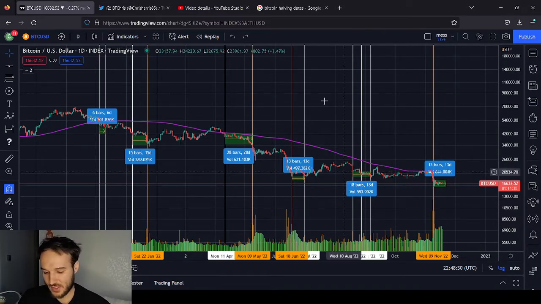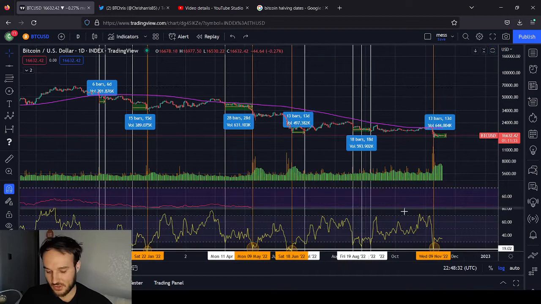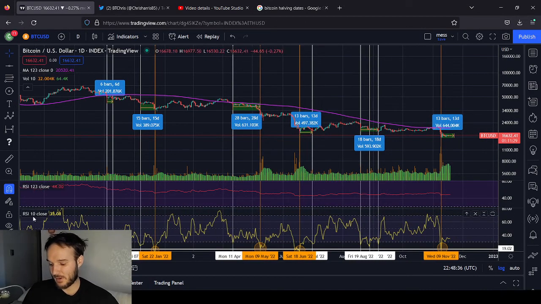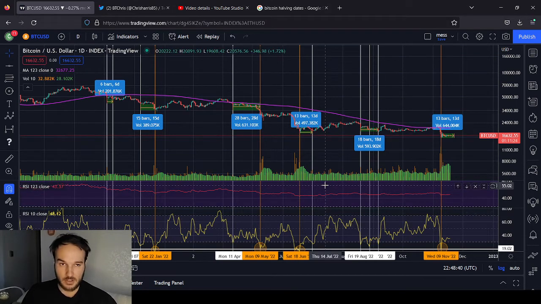In relation to the RSI, I love the RSI. In fact, I love it so much I've got it twice up here. I got my short-term RSI. You can see here my metrics, it's the 10 input and the 123 input. Short-term, long-term RSI, as I call it.